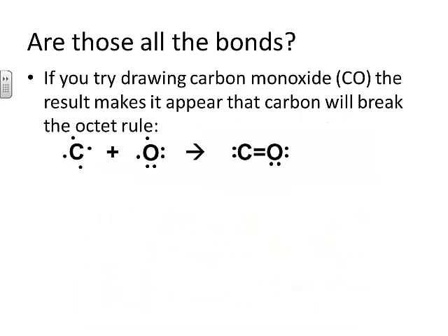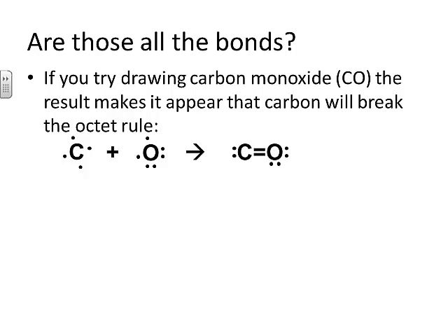Now, are those all of the bonds that we need to learn? If you try drawing carbon monoxide, the result makes it appear that carbon will break the octet rule. As we look here, carbon has 4 valence electrons, oxygen has 6. So when oxygen forms its 2 bonds, it leaves those 2 electrons that were drawn as unpaired as maybe pairing up. But when we count around each of these atoms, oxygen has its octet, but carbon is short.